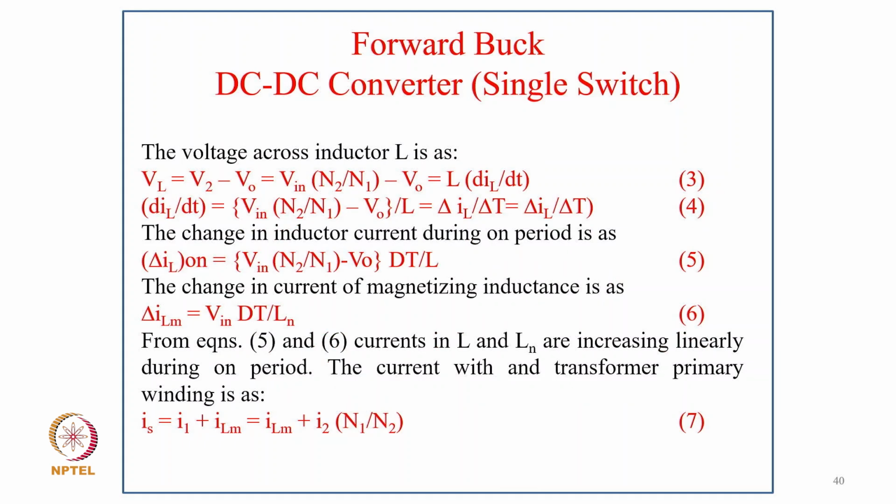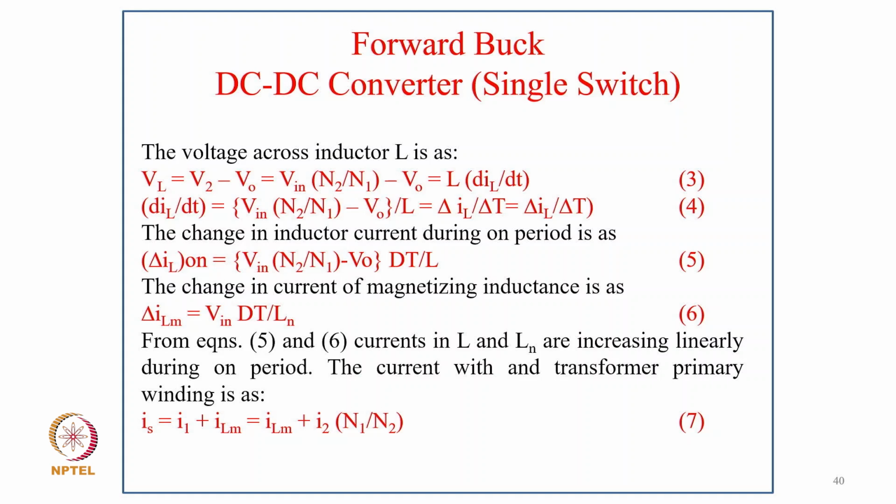So the voltage across the inductor is VL = V2 - VO, that is Vin N2/N1 - VO = L diL/dt, and diL/dt here comes to be (Vin N2/N1 - VO)/L, or ΔIL/Δt = ΔIL/ΔT.